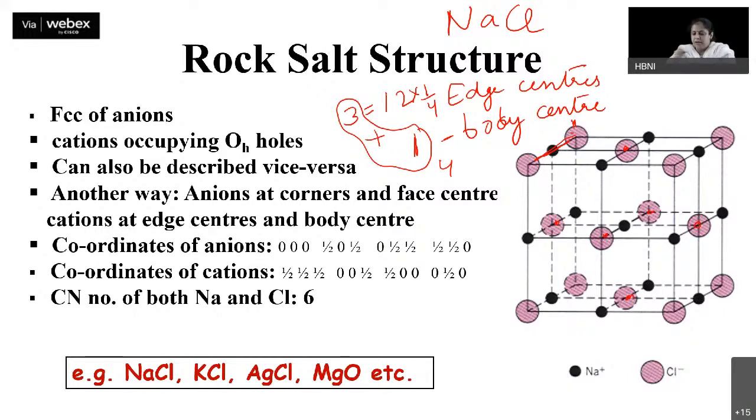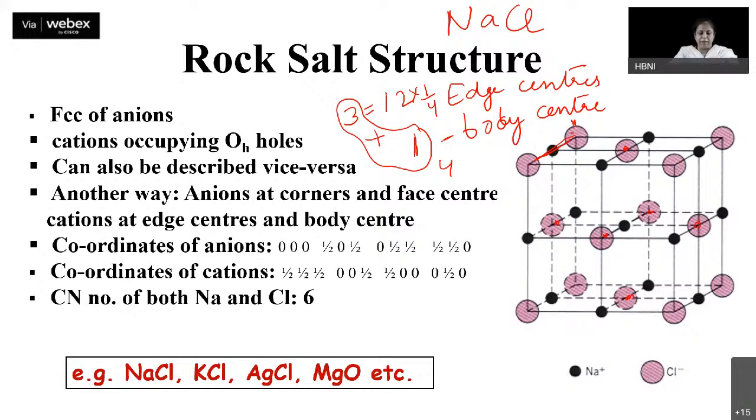Okay. So we can define that the chloride ion lies at the corners. It forms the FCC unit cell and sodium ion occupies the octahedral hole. When we say this, anybody who knows solid state will understand that sodium ion lies at the body center as well as the edge center. Okay. Now, so we describe the structure in terms of close packing. We describe the structure in terms of unit cell.